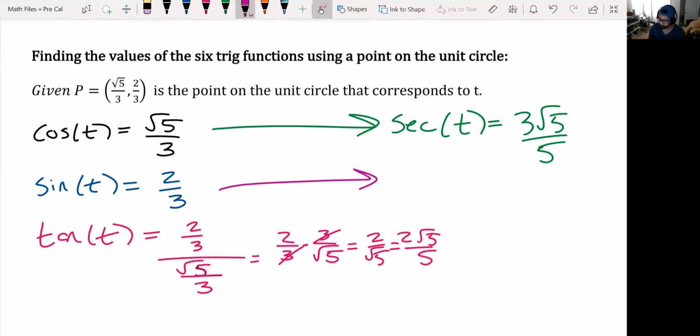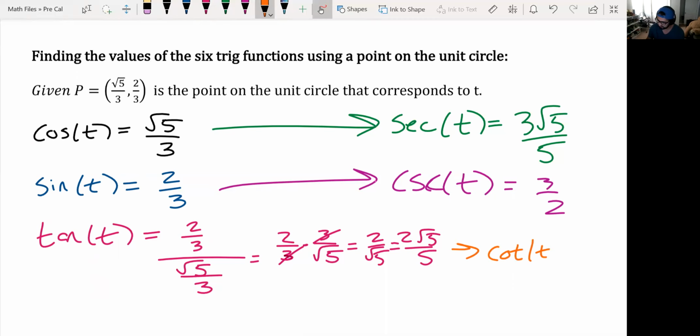Sine of t's reciprocal is cosecant of t. So we'll just get 3/2. And then tangent's reciprocal is cotangent of t, and cheat codes: step 1, go back, flip that, and we're good. Square root 5 over 2. Great, right? Okay.